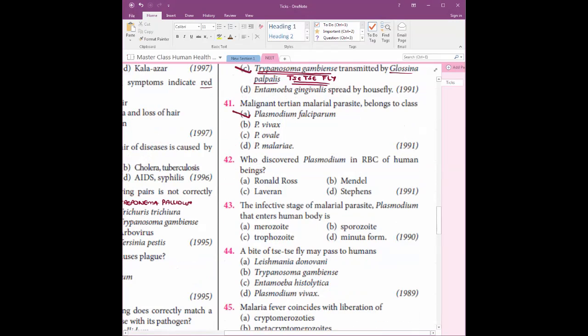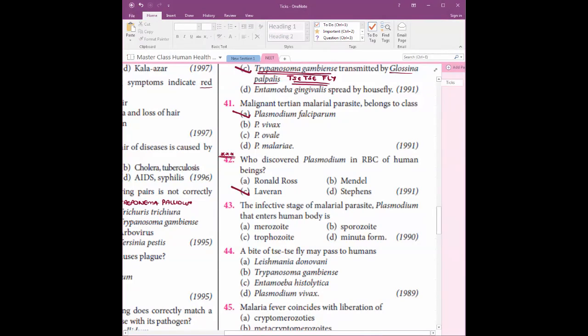Next question. Who discovered Plasmodium in RBCs of humans? We have never talked about this, but if you have to take a wild guess, anyone? Yes, some of you are right. It is Laveran. This will not be asked. It hasn't been asked in ages.